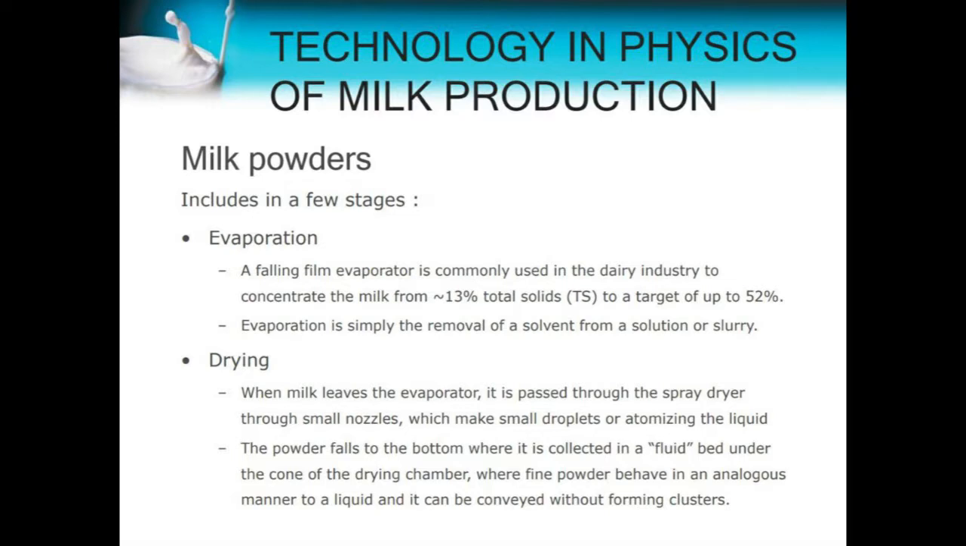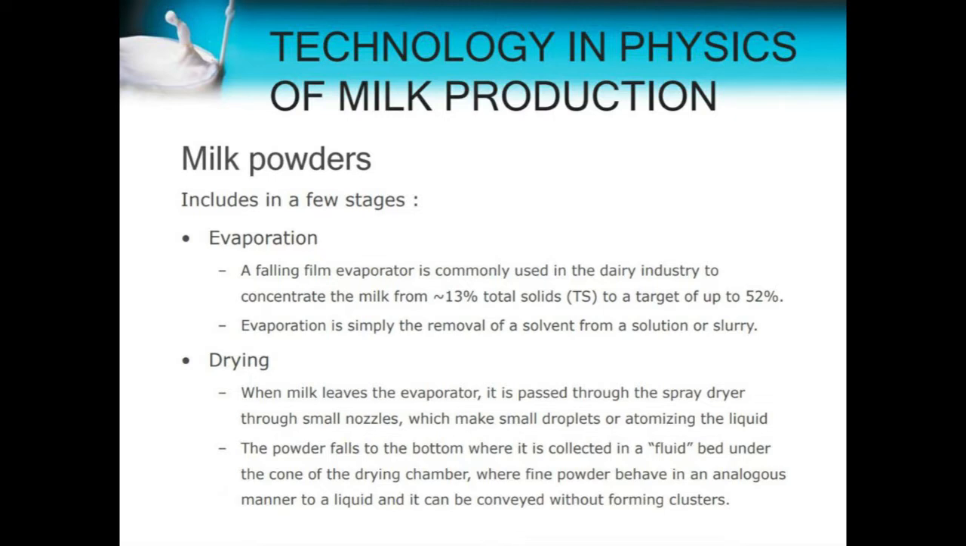As for milk powder processing stages, there are only 2 main stages, which are evaporation and drying. As for evaporation, a falling film evaporator is commonly used in the dairy industry to concentrate the milk from 13% total solids to a target of up to 52%. Evaporation is simply the removal of a solvent from a solution or slurry, and then it goes to the drying stage.